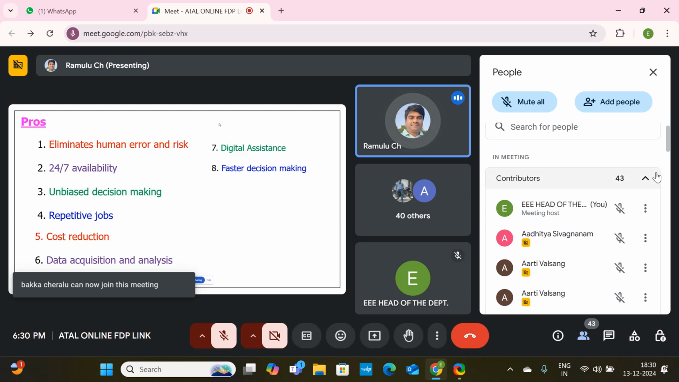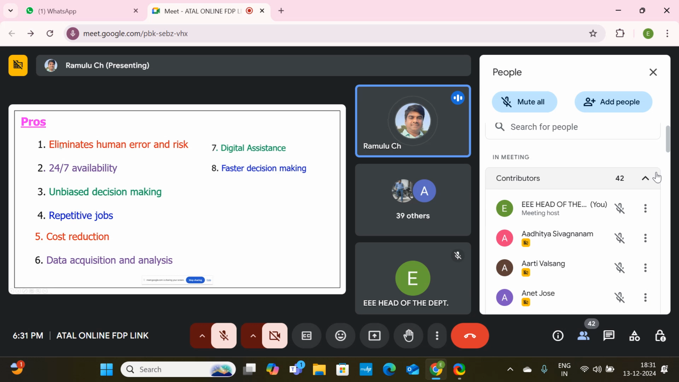Now, what are the advantages or disadvantages, the pros and cons of this AI technique, or the AI? Coming to the advantages of the usage or application of this AI, it eliminates human error and risk. This is a very, very important advantage of AI. It eliminates human error and risk.